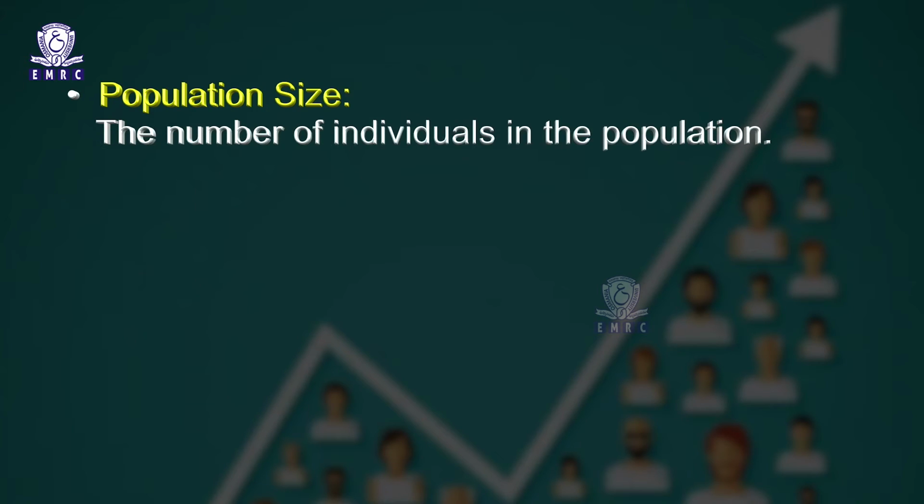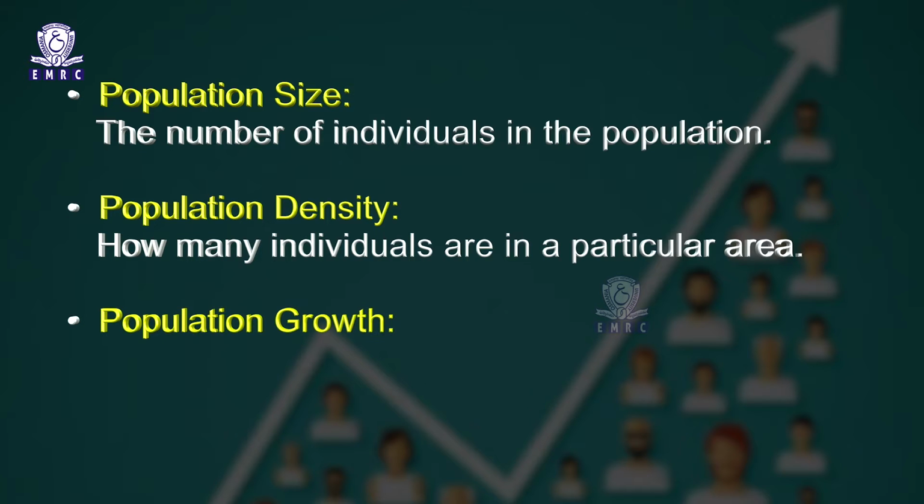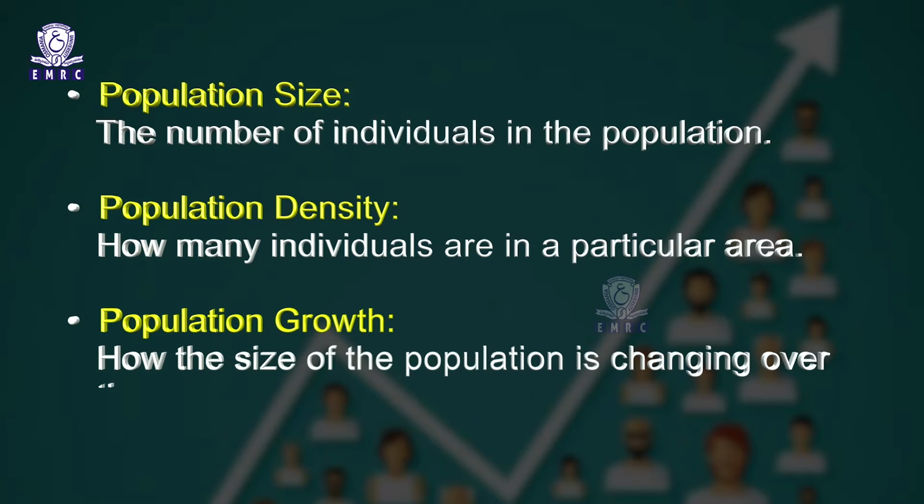Today we'll be learning about population size and growth since 1901. The term world population commonly refers to the total number of living humans on the earth at a given time. The three main tools through which we analyze population are population size, which is the number of individuals in the population; population density, how many individuals are in a particular area; and population growth, how the size of the population is changing over time.